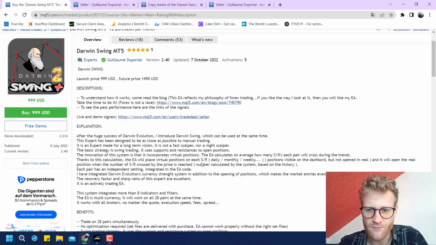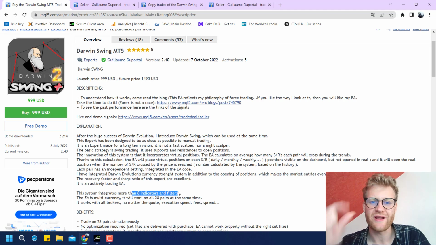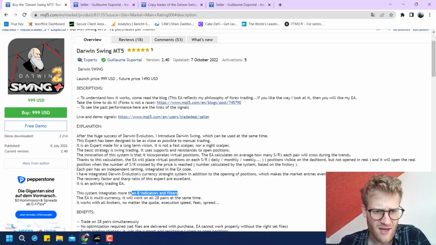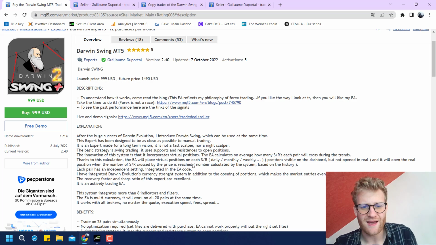Then he says this works with support and resistance and trends, and also he uses different indicators and filters. So it will be complicated to guess the actual strategy later on if we have a look at it in the visual mode, but I will try my best. Also he says that he places virtual positions, and okay, yeah, this is really interesting. We will see if we have a chance to have a look at this in the visual testing mode.